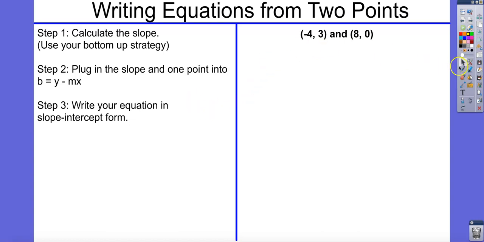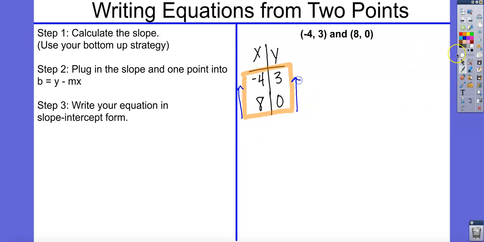Okay, so let's go ahead and start by setting up our table for our bottom-up strategy. X and Y, -4 and 3, 8 and 0. Box in your values. Draw your arrows. And set up your fraction line. Minus sign in the numerator, minus sign in the denominator. Remember, we go bottom up, regardless of if the number is smaller or larger. Always bottom up. 0 minus 3, 8 minus -4.